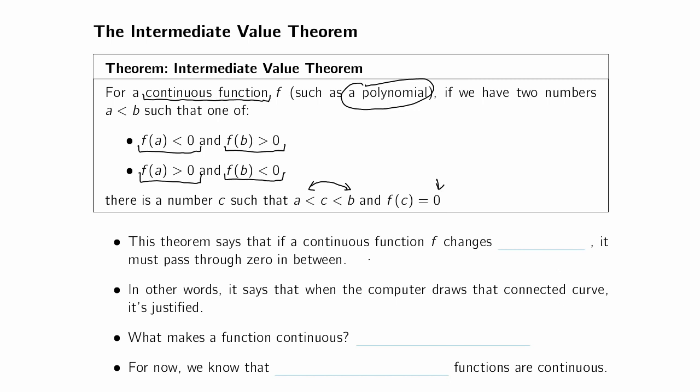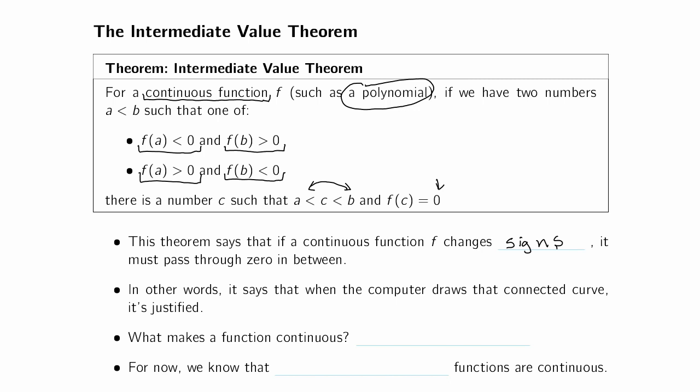What this theorem says is that if a continuous function changes signs, it has to pass through zero in between. In other words, if a computer draws that connected curve crossing the x-axis, it's justified in doing so. That function really does cross the x-axis in there.